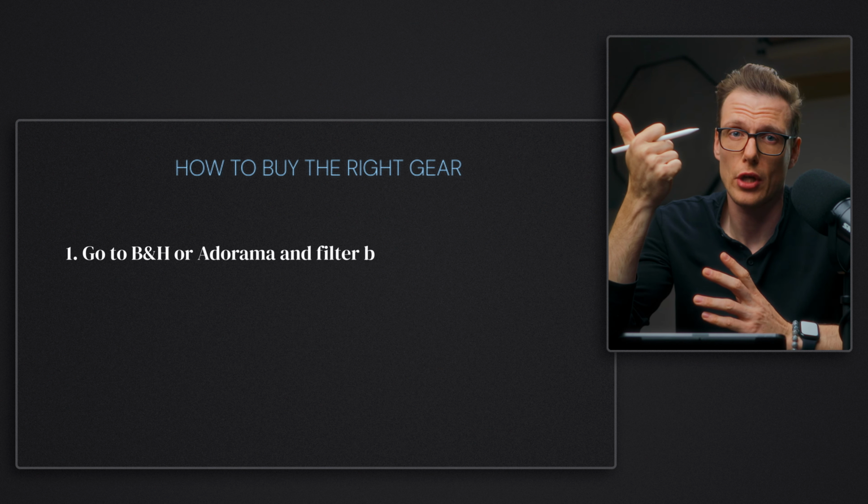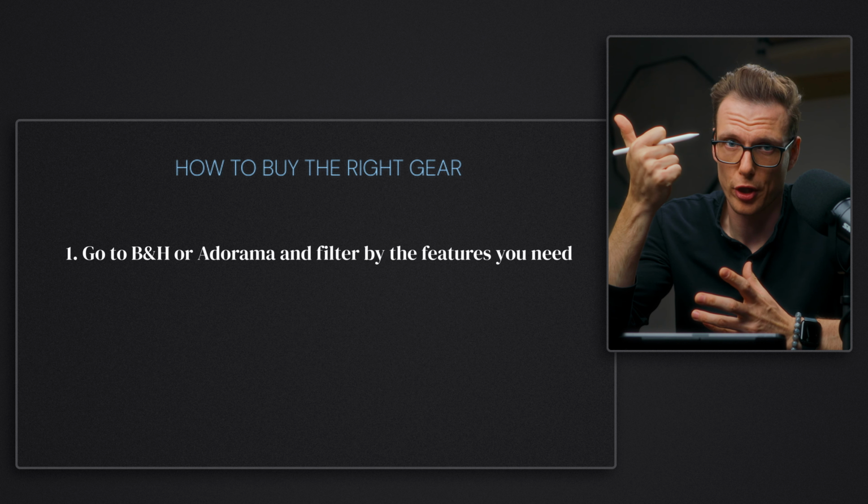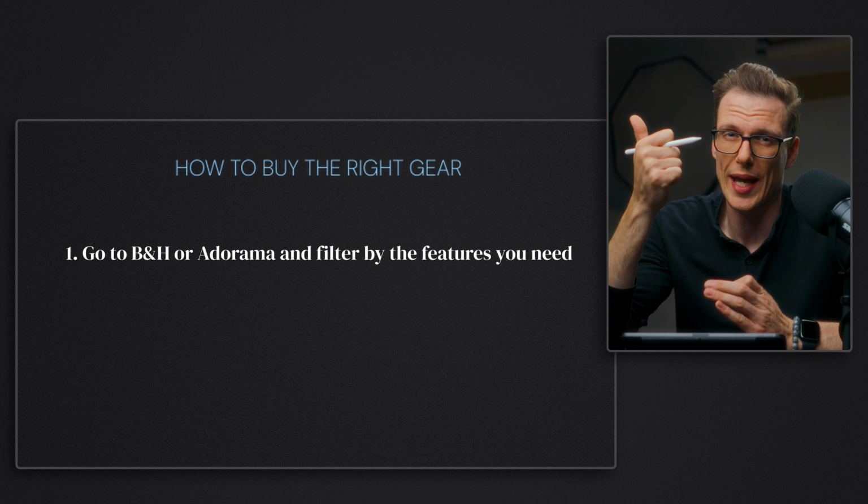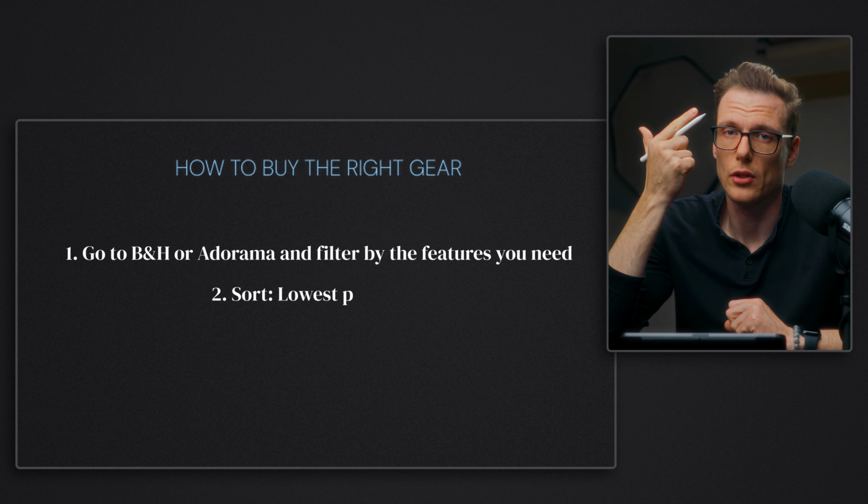Okay, so now you've figured out all the features that are important to you. The remaining question is, how do you pick the exact model if several products fit your needs? And I know it's tempting to start watching those review and comparison videos again. So to help you avoid that, here's a quick 5-step process I use to make a decision. 1. Go to B&H or Adorama or any website you buy your gear from and filter by the features you actually need. 2. Sort by the lowest price.